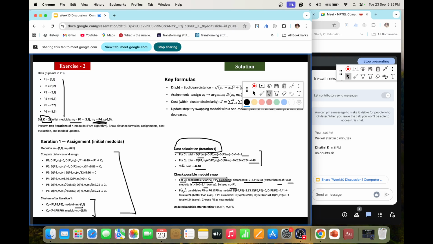But when we talk about candidate 2, if p5 is the medoid, the distance is coming 1.41 and 2.43, that means the total is 4.24, which is better than 6.48. Also if p6 is the medoid, the distance is coming the same, so we can take either p5 or p6 as the new medoid. Now we have taken p5.